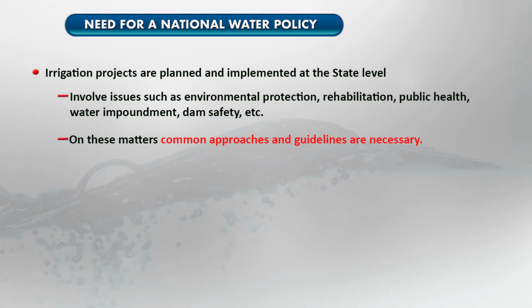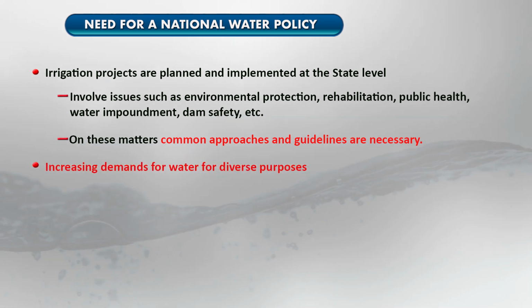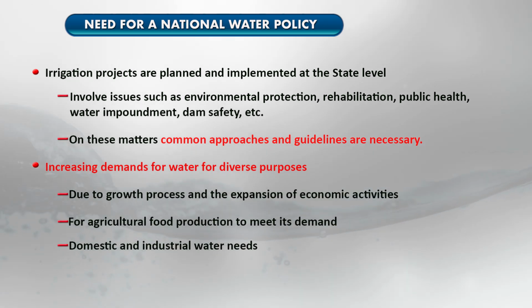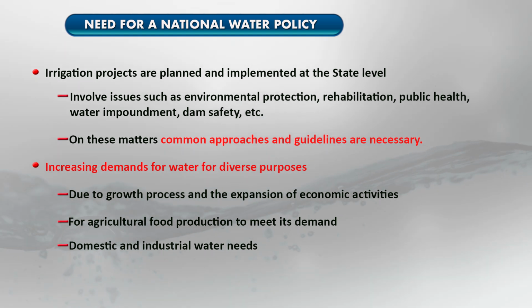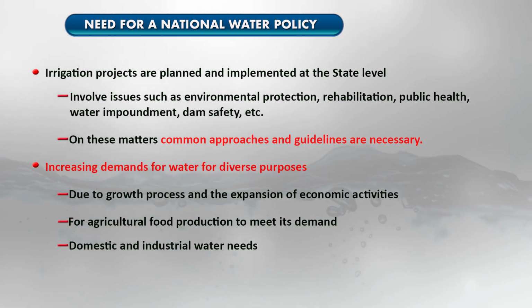the irrigation projects. And there is increasing demand for water for diverse purposes, due to population growth and the expansion of economic activities. There is a large demand from the industrial sector or the economic sectors, and there is also increasing demand for the agricultural food production system, because we need to provide food to a large number of people. Population is increasing, so we need to produce more food. So more water is also required for the agriculture sector, and the domestic and industrial water need is also increasing, even due to changes in the lifestyle of the people. The demand for water for household purposes is also increasing over the period.